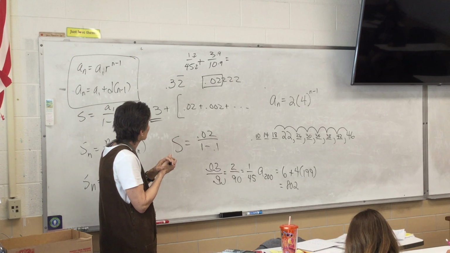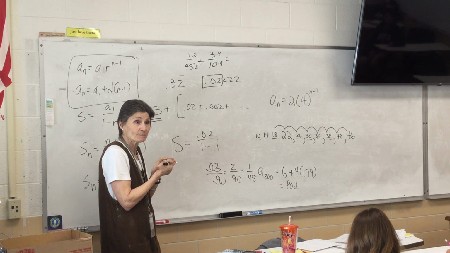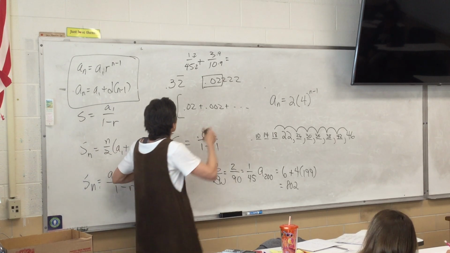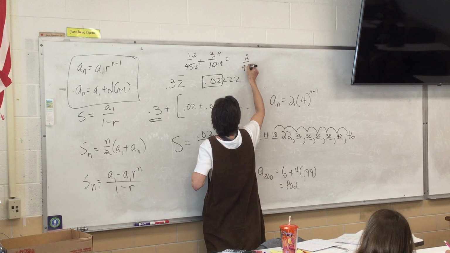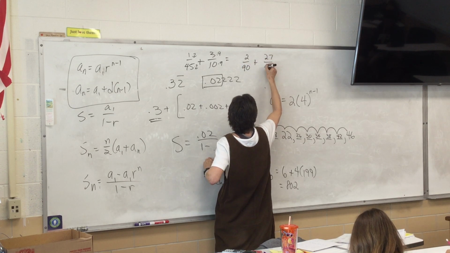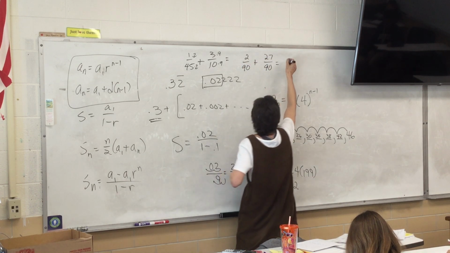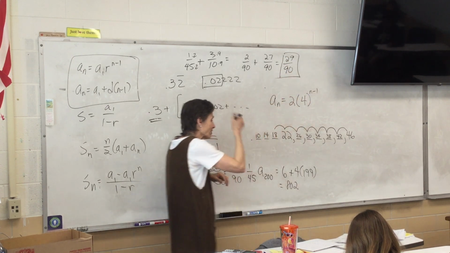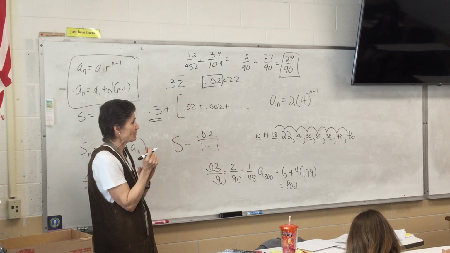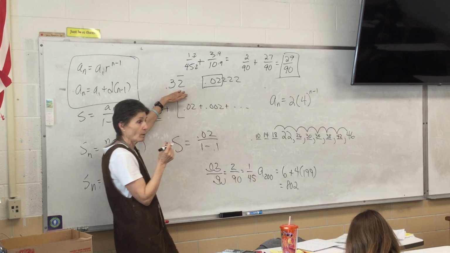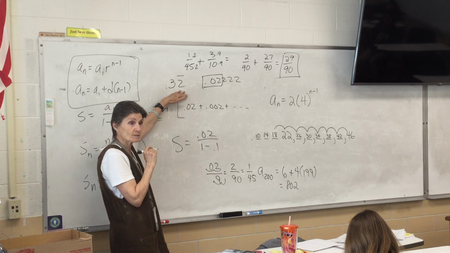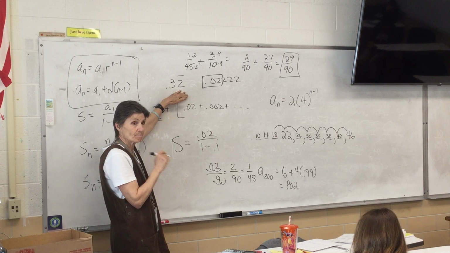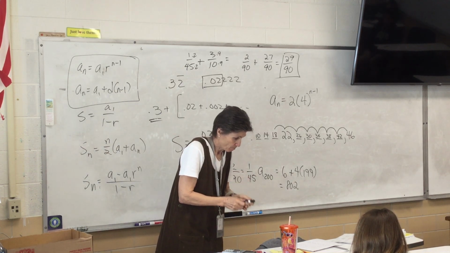Can you just keep it 2 over 90 instead of doing that? Yeah, that would make it easier. I forgot totally about this guy when I was doing that. So 2 over 90 plus 27 over 90 gives me 29 over 90. Now, check that on your calculator. 29 divided by 90 better give you 0.3222. Does it? Yeah. Perfect.